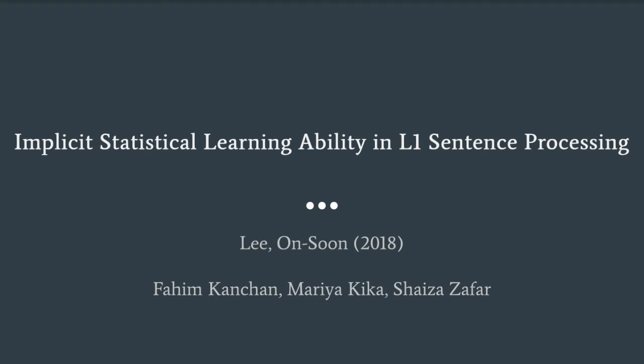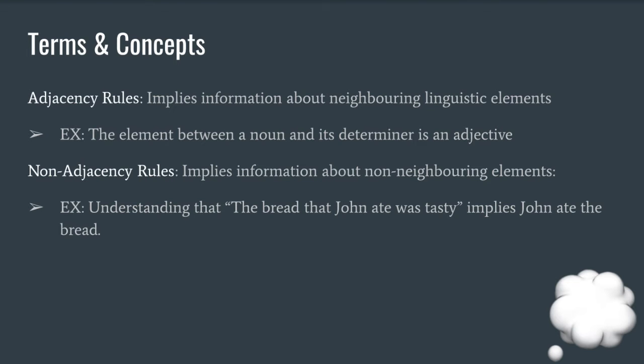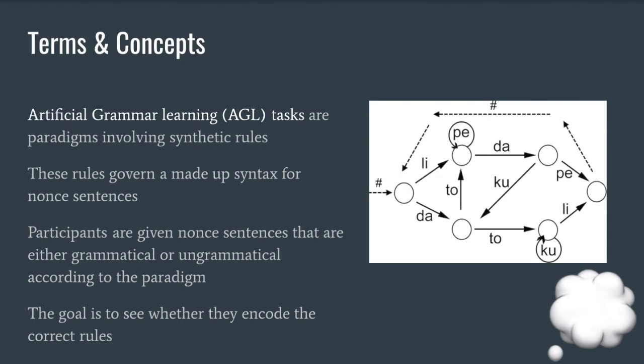Today, we will be looking at implicit statistical learning ability in L1 sentence processing by Lee. Before we begin, we will need some terms and concepts. Adjacency rules imply information about neighboring linguistic elements, whereas non-adjacency rules imply information about non-neighboring linguistic elements. These are usually elements of long-distance dependencies.